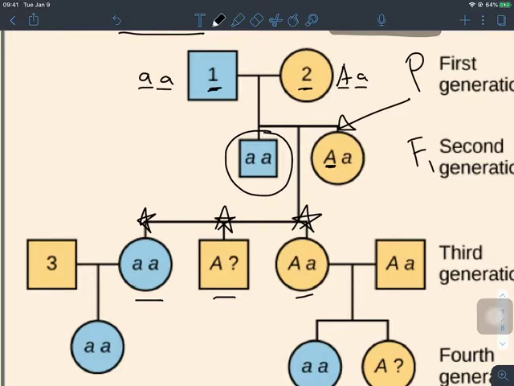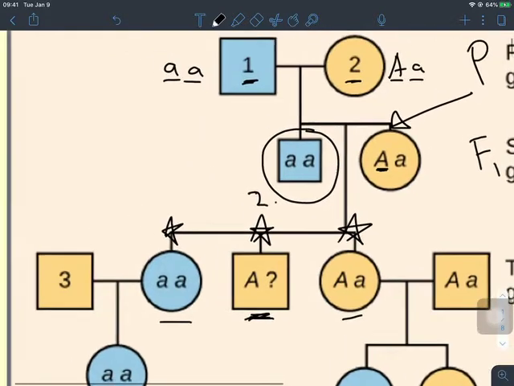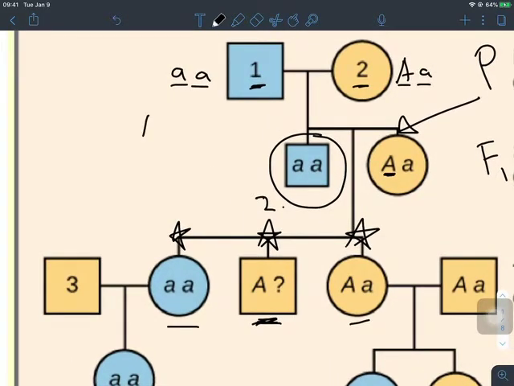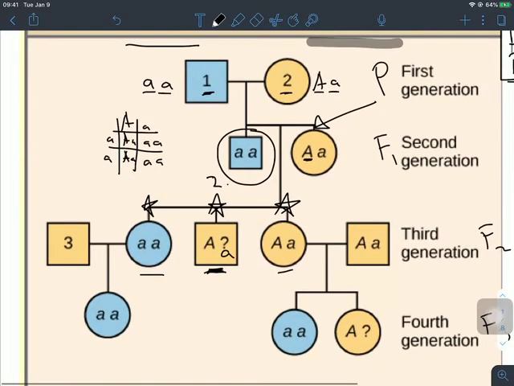So what is the genotype of our second individual here? What are the possible babies that could have been produced from a Punnett square of a big A, little a, crossing a little a, little a? Well, it's either het or homozygous recessive. And since we know that this person is unaffected and has a big A, we know that their second allele has to be a little a.